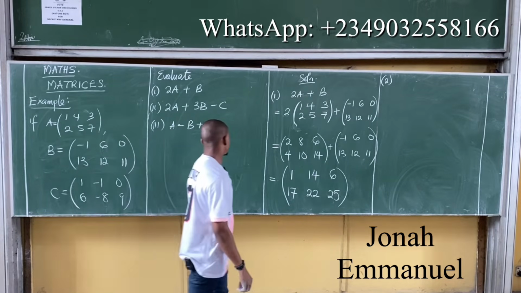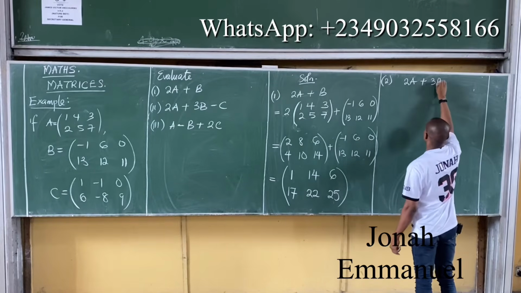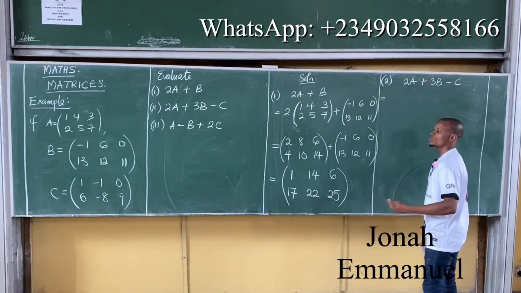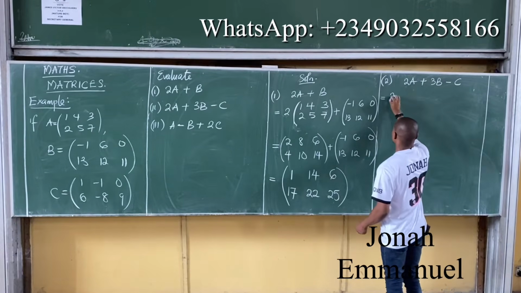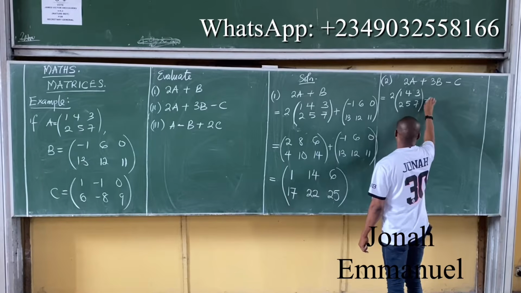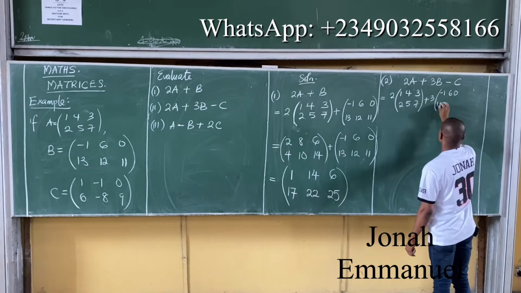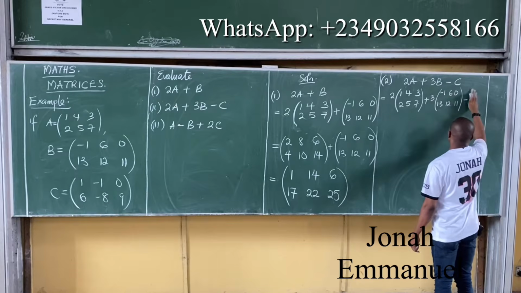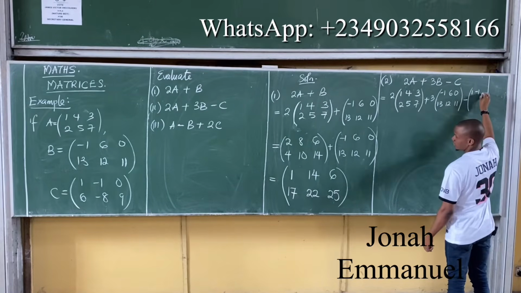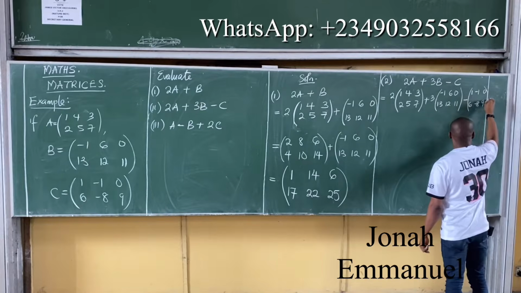Alright, let's try 2A plus 3B minus C. 2A means 2 is multiplying A. So we're having 2 into A, which is [1, 4, 3; 2, 5, 7], plus 3 into B. B there is [-1, 6, 0; 13, 12, 11]. Next up, minus C. What's C there? [1, -1, 0; 6, -8, 9]. So I have this.